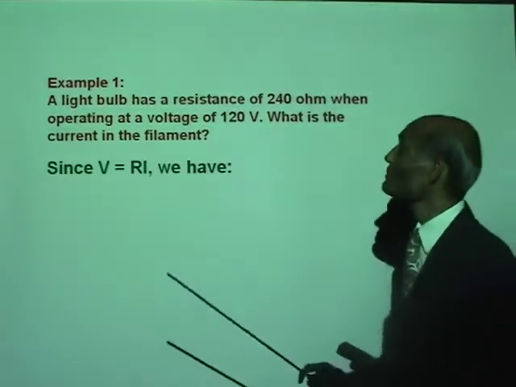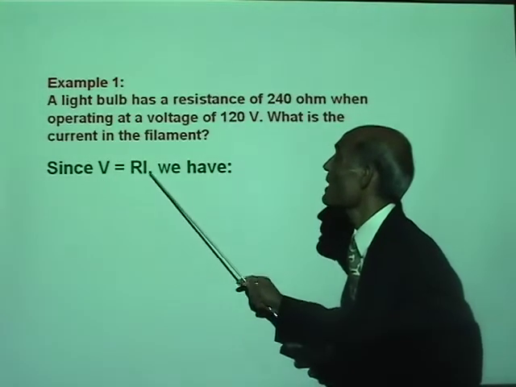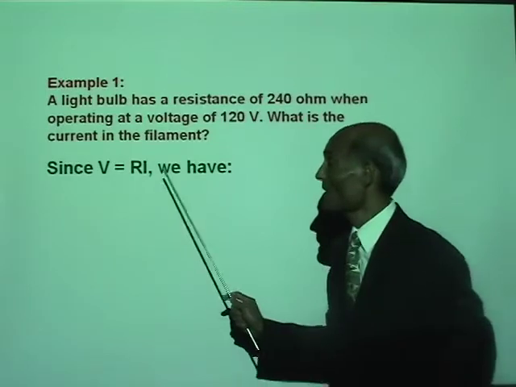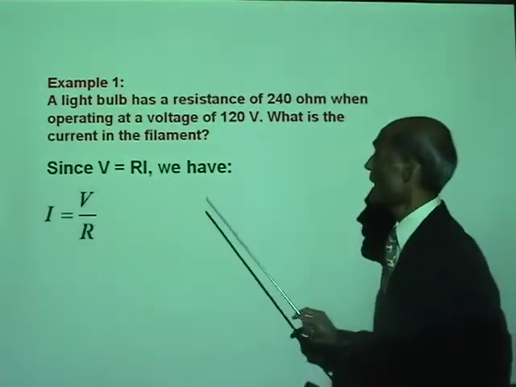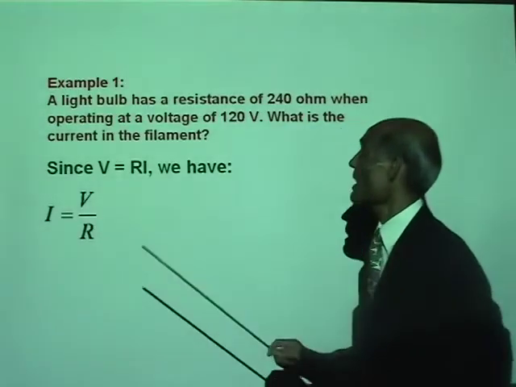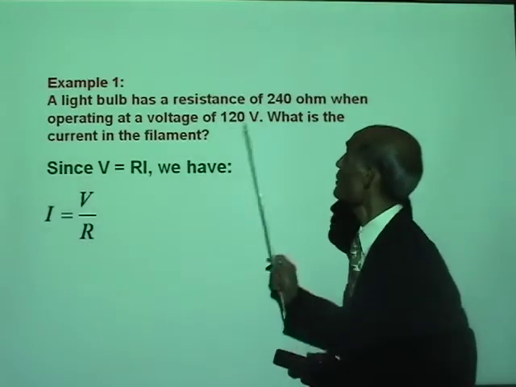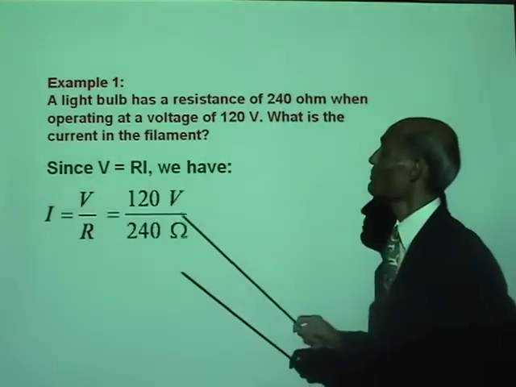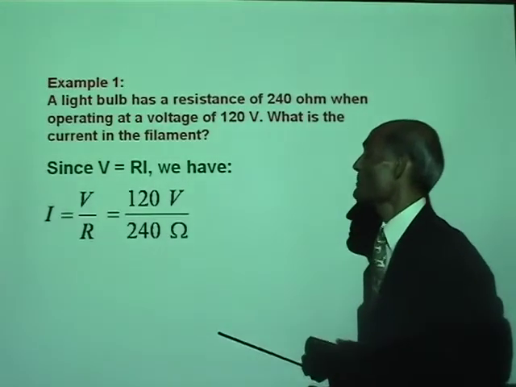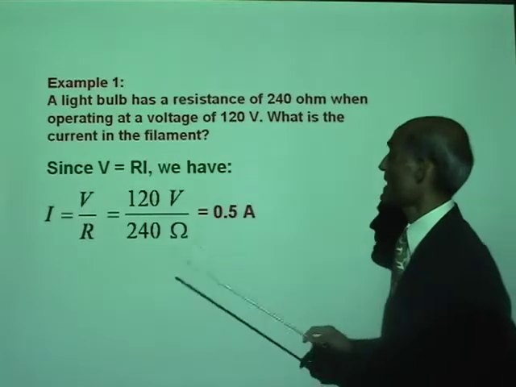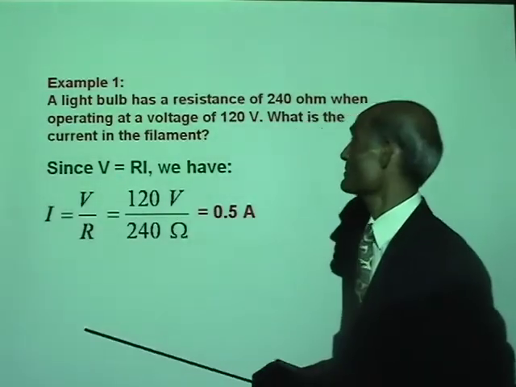Well, we use Ohm's law directly. We know Ohm's law says V = Ri, right? And we want to find I. So solve for I from there. I = V/R. What is the voltage? 120 volts. What is the resistance? 240 ohm. So that will be 120 volt divided by 240 ohm. That will be 0.5 ampere, the current in the filament.